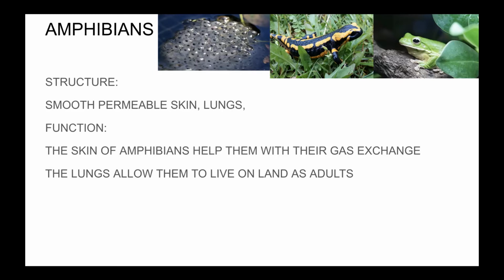The skin of amphibians helps them with their gas exchange. As you know, when we breathe out, we release carbon dioxide, and when we breathe in, we take in oxygen. But they need help with that because they only have a 3-chambered heart and their body is somewhat inefficient at gas exchange with their lungs. So their smooth, permeable skin helps them with that, but they have to stay moist. If they dry out, they're done for. The lungs allow them to live on land as adults.